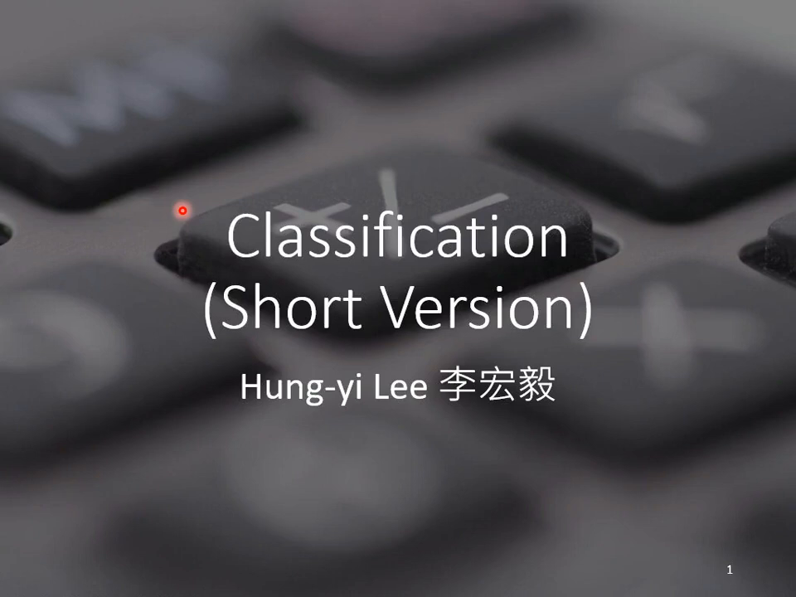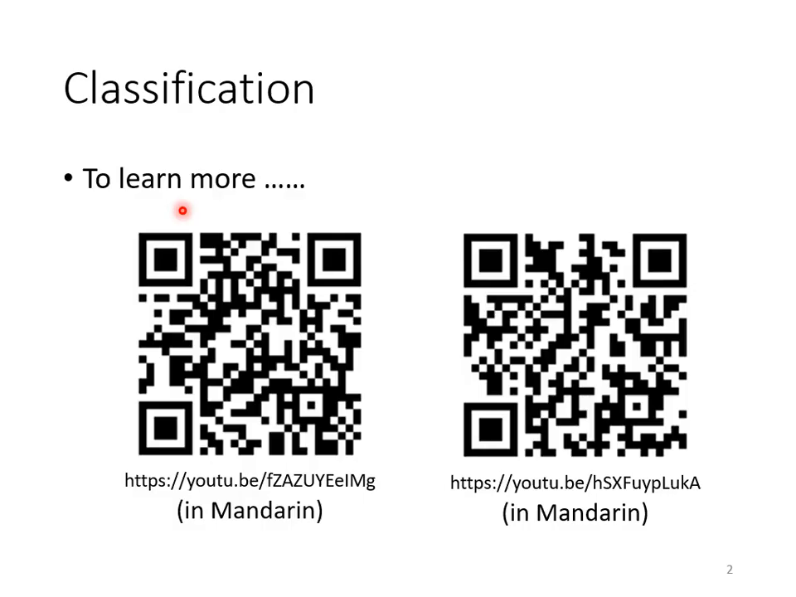Next, we are going to talk about how to do classification. Here we only talk about a shorter version. Because the time is limited, let's talk about a version that can be finished in 20 minutes. There is a longer version. If you want to see the longer version, you can take a look at the video of previous years. It is 2 hours, or maybe 3 hours for the longer version.